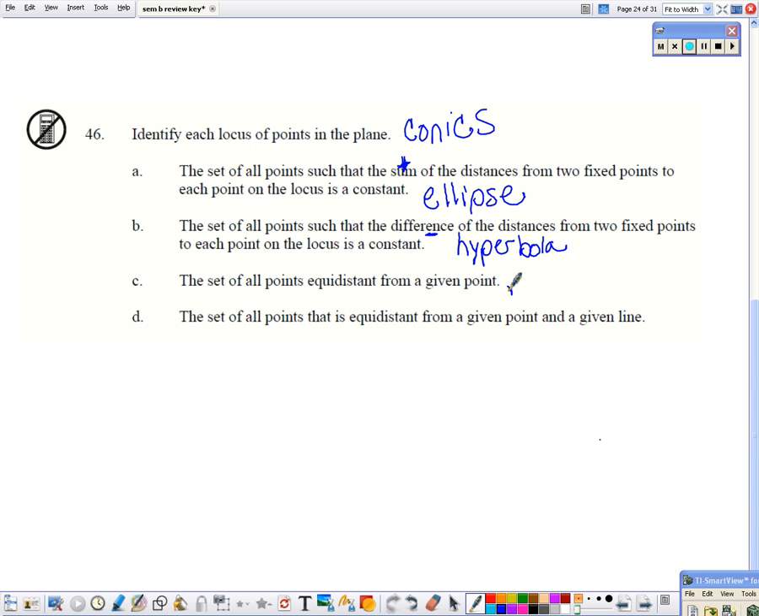Equidistant from one point is a circle. And equidistant from a point and a line, this line would be the directrix, so this is a parabola.